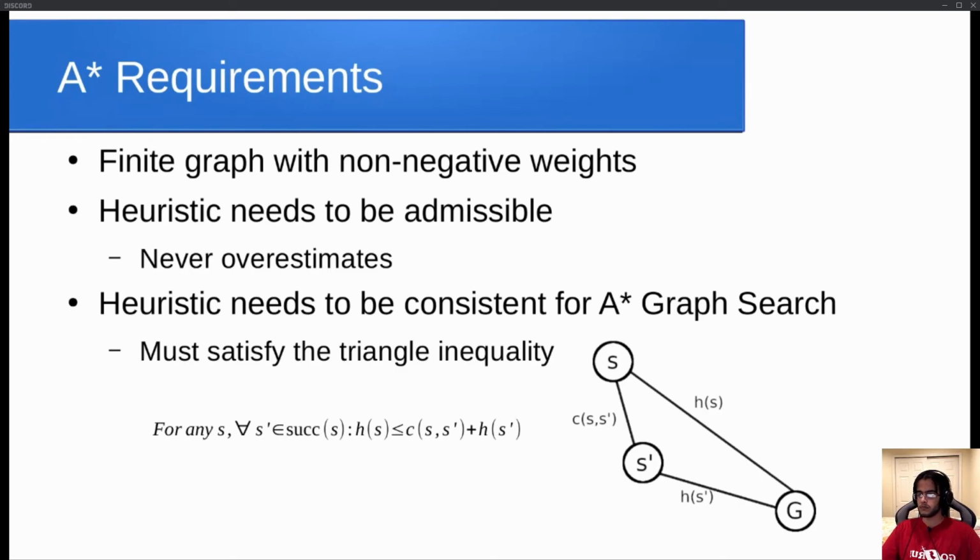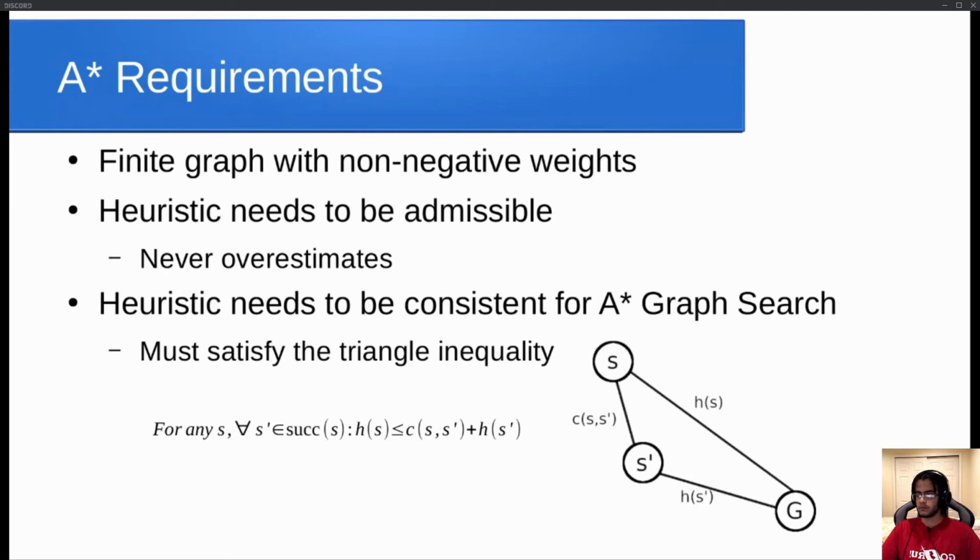And for the heuristic, it needs to be admissible, certainly, which just means it never overestimates. So if you're at a node in the graph and in reality it will take 10 steps to get to the goal, your heuristic function ideally would tell you 10, but it'd be fine if it told you 8 or 4 or 1 even. It just can't tell you 11 or 15 or 20.